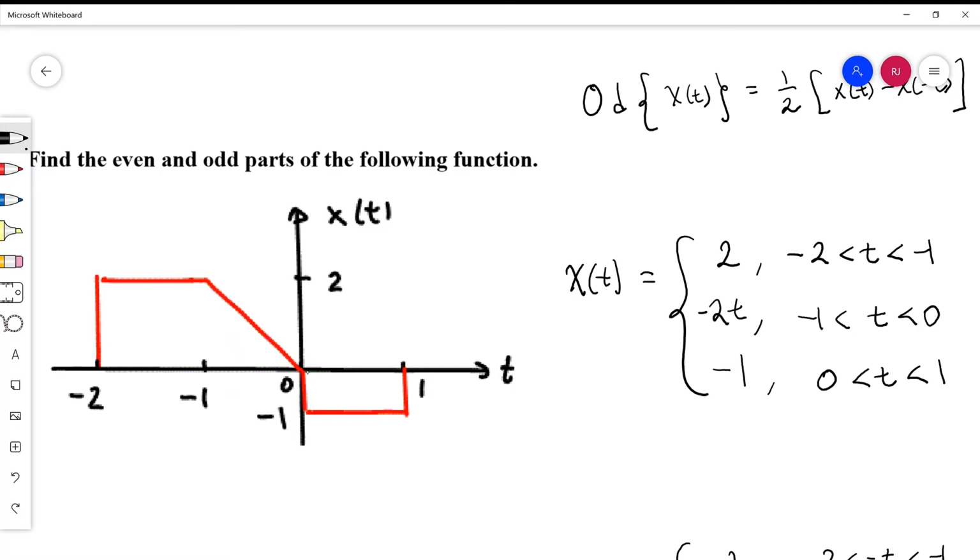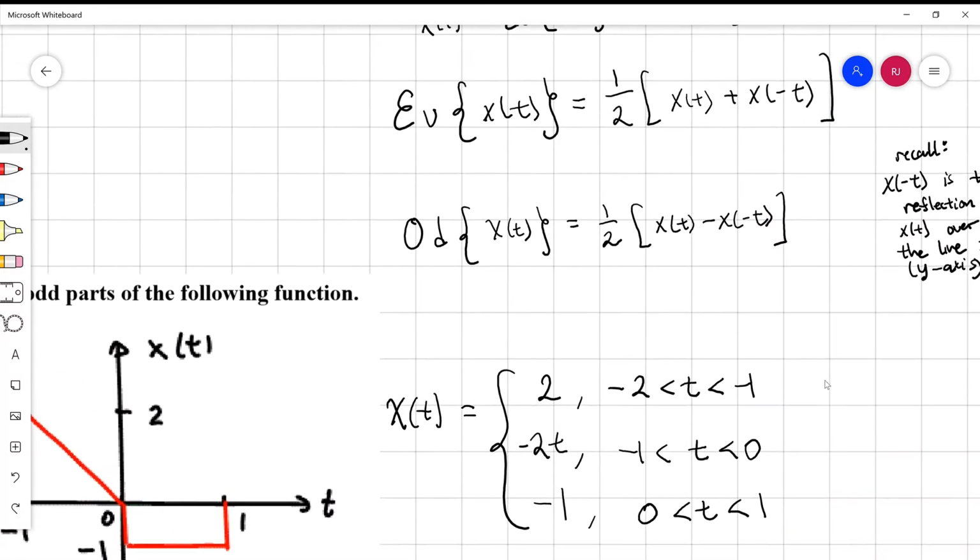The plus 0 is the y-intercept of 0, and for -2t, the -2 is the slope. So as you go from -1 to 0, the height drops by 2. That's just a straight line formula there, -2t plus 0. I left out the 0. And then between 0 and 1 on the t-axis, the value of x of t there is -1.